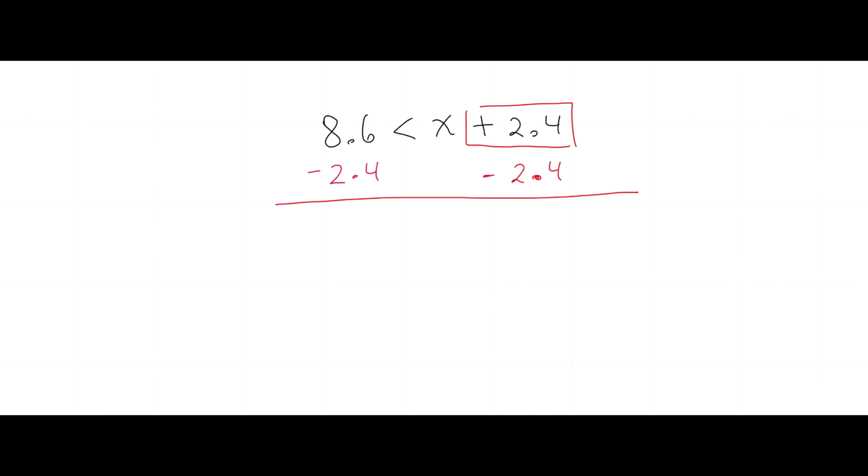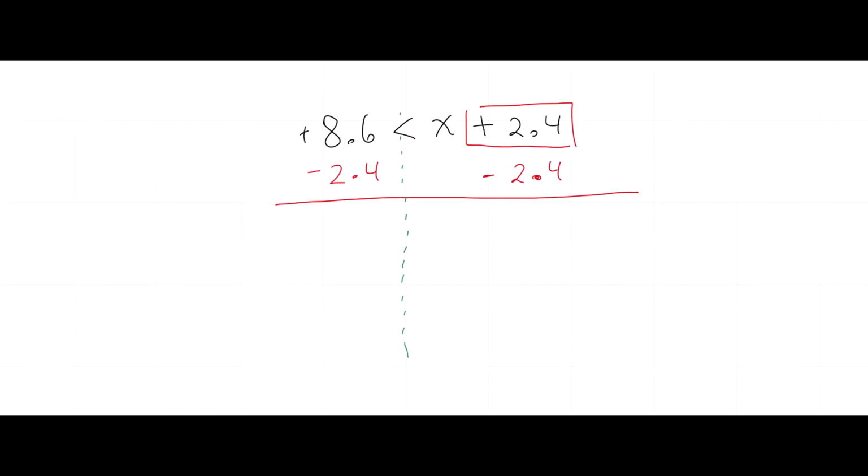Next example, you have the number 8.6 less than x plus 2.4. If we want to isolate x, we've got to cancel out the number 2.4. This number is positive. Apply the opposite. Always applying the inverse operation. Some people like to draw a line on the two sides like this. You can do the same here.